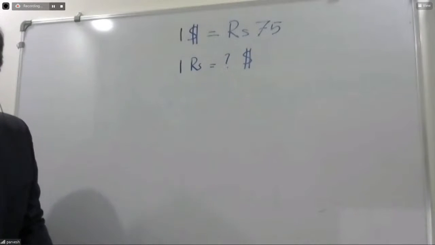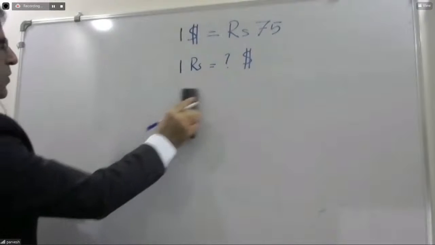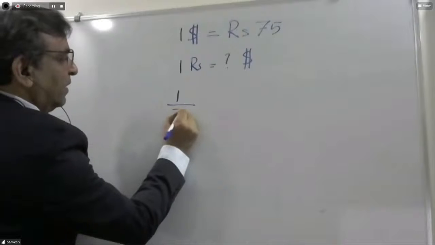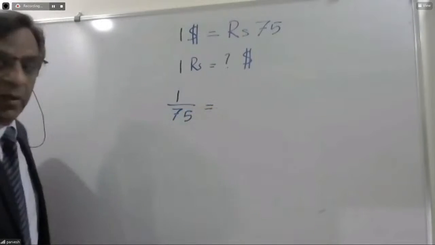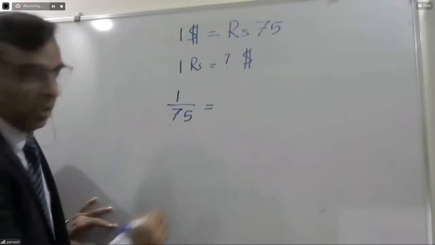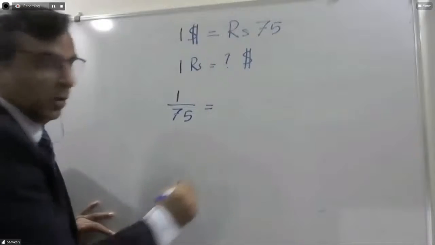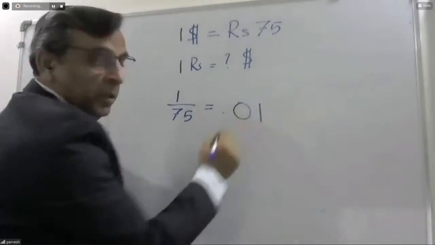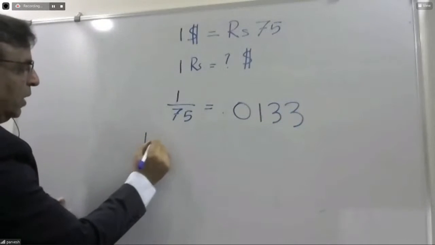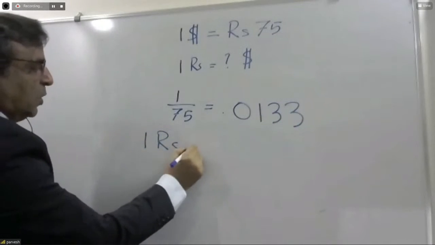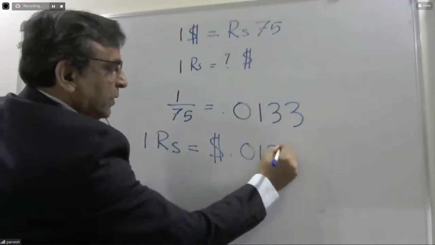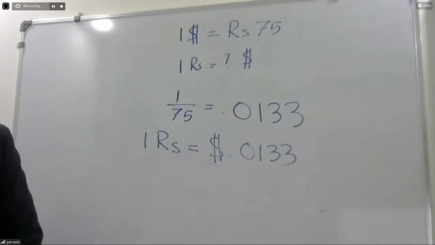So please answer. So we will do 1 divided by 75. Okay. And then the answer would be 0.0133. Okay. So which means 1 rupee is equal to $0.0133. Okay. Fine.